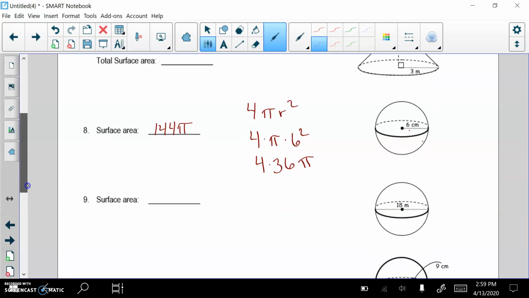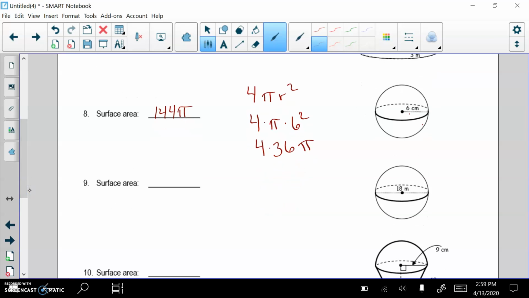Nothing different on number 9. Number 9 here, radius is 9. 4 pi r squared, 4 times pi times 9 squared. That's 4 times pi times 81. And you get 324 pi.